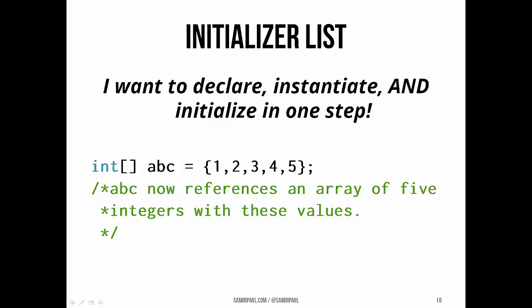Now there's actually another way to declare and instantiate and initialize an array all in one step. We do that using an initializer list. So the syntax looks like this: int[] ABC equals 1, 2, 3, 4, 5 in the curlies with a semicolon at the end. And now ABC refers to a valid array of 5 integers. So this is another way for us to do all of that in one step, declaring and instantiating it and initializing it. Now, notice, despite the fact that there's no new keyword here, we are instantiating a brand new array.